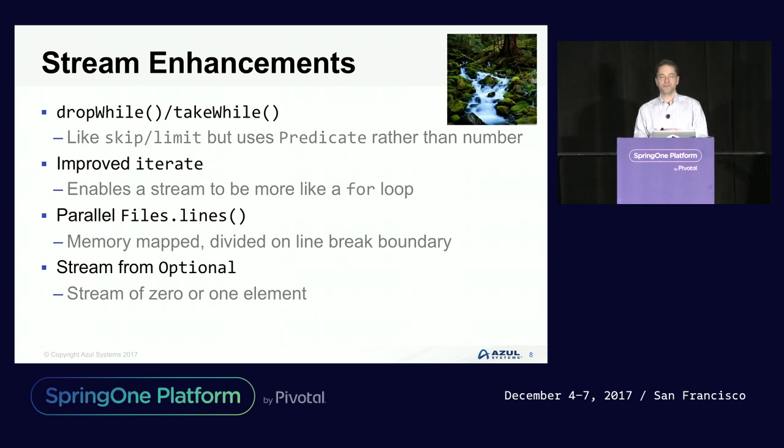Optional, also introduced in JDK 8, now has a couple of new methods. One of those is the ability to get a stream from an optional. And that will return either 0 or 1 element, depending on whether you have a null or a valid reference in the optional.